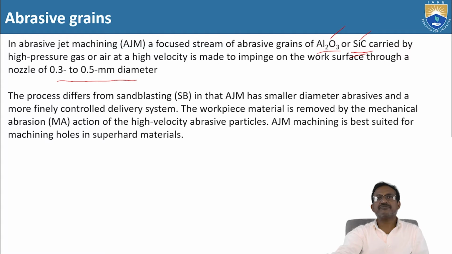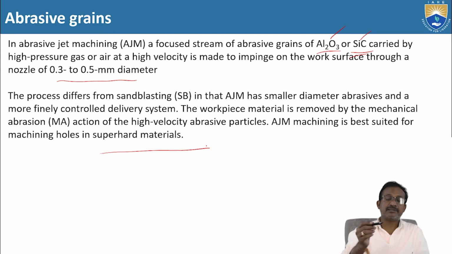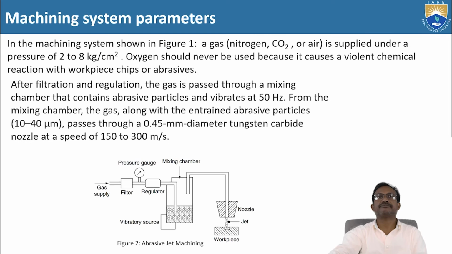The process differs from sandblasting in that AJM has smaller diameter abrasives and a more finely controlled delivery system. The workpiece material is removed by the mechanical abrasion action of the high velocity abrasive particles. AJM is best suited for machining holes in super hard materials. This is about abrasive grains.